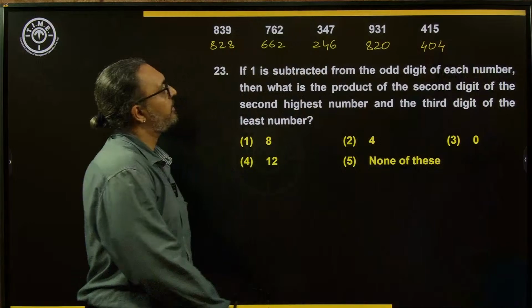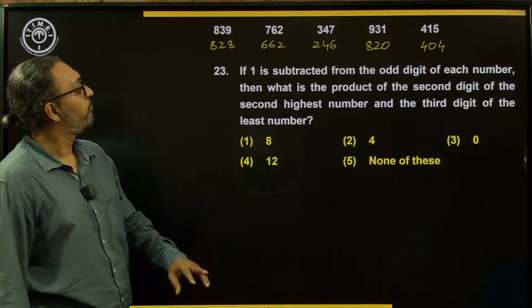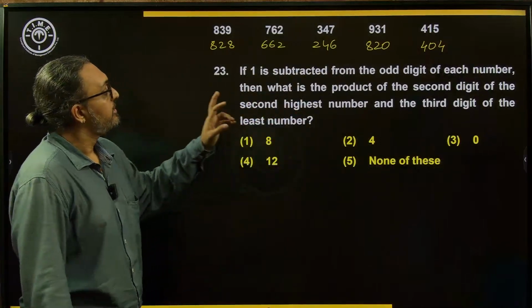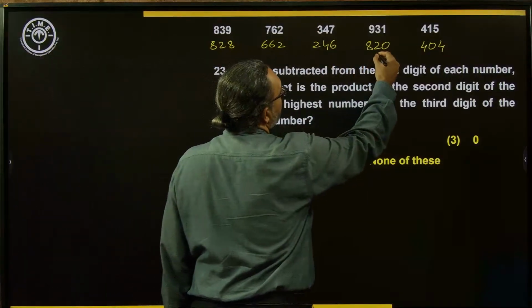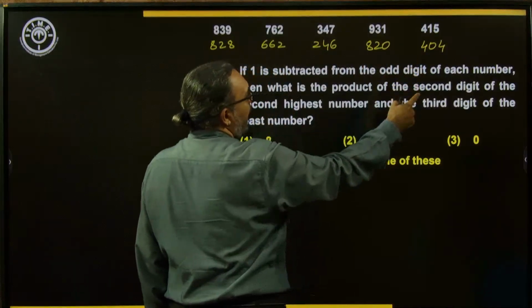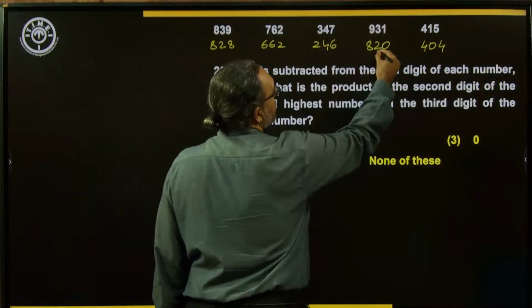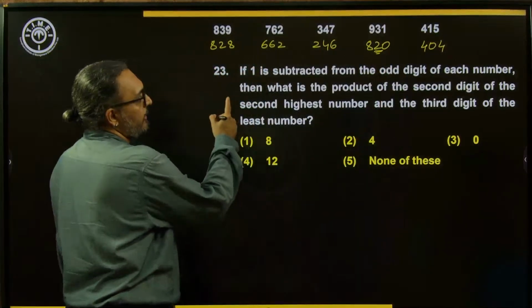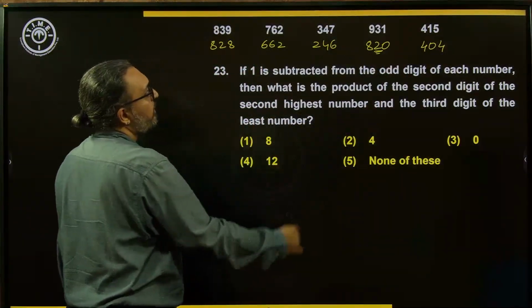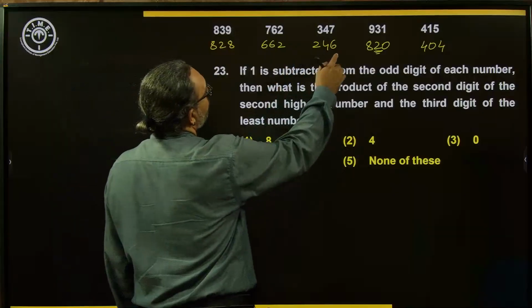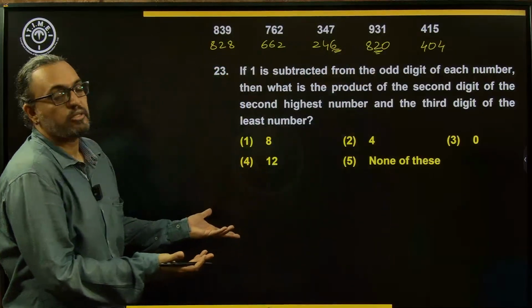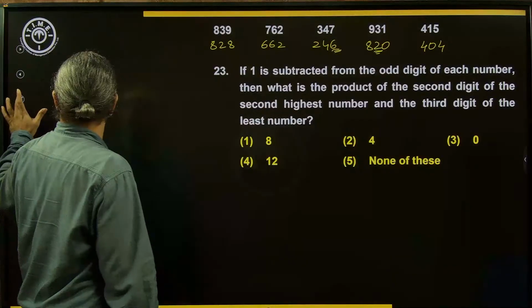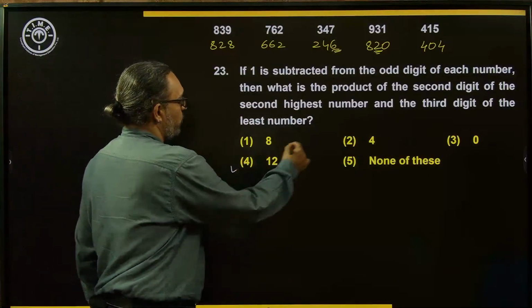So 1 is subtracted from odd digit of each number, then product of second digit of the second highest number. So second highest number is 820 and second digit is 2. Okay, and third digit of the least number. Now least number is 246 and third digit is 6. So what is that product? 6 into 2. You are going to get 12, and that's available in fourth option.